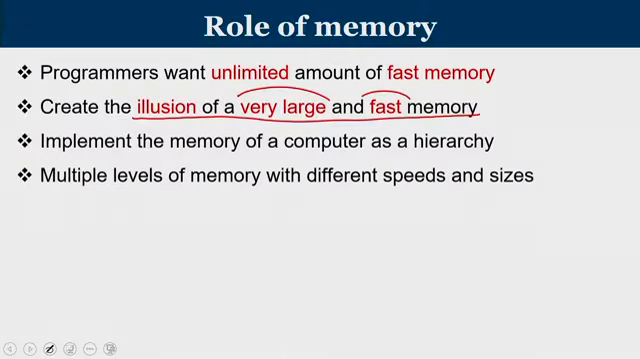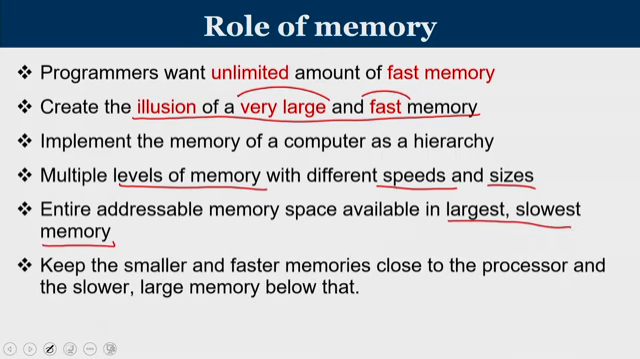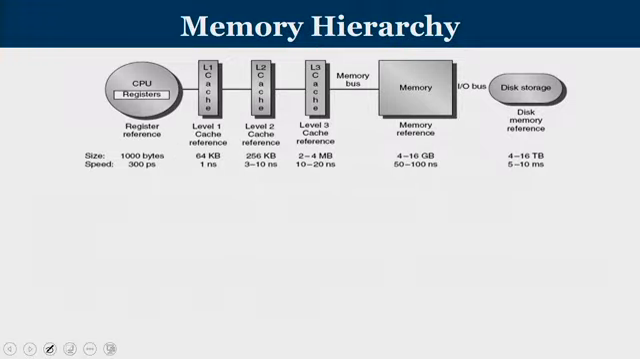So, like what I have mentioned, when you go for multiple levels of memory, there can be differences in speed and the size of the memory, and your entire addressable memory space is typically kept in the largest, at the same time slowest memory. Keep the smaller and faster memories closer to the processor. So, this is the idea. Can you keep your smaller and faster memory closer to the processor and your slower and large memory just after that? So, this is the typical way how you look at it.